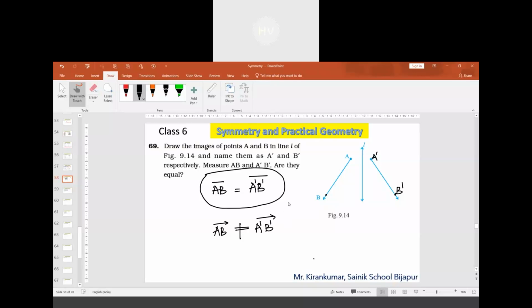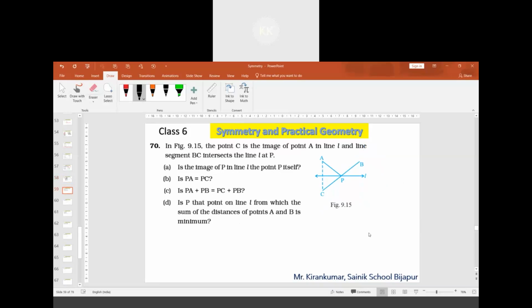Because rays are endless, sir. The arrow indicates that it can be extended. If we extend it to 1 kilometer, this can be extended to 2 kilometers, so their lengths are not equal, isn't it, sir?